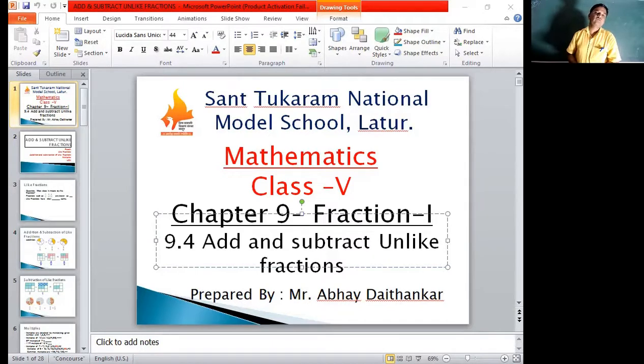Now, why are we going to see this common multiple? It is useful for adding unlike fractions, and how it can be useful, we'll see in the next video.